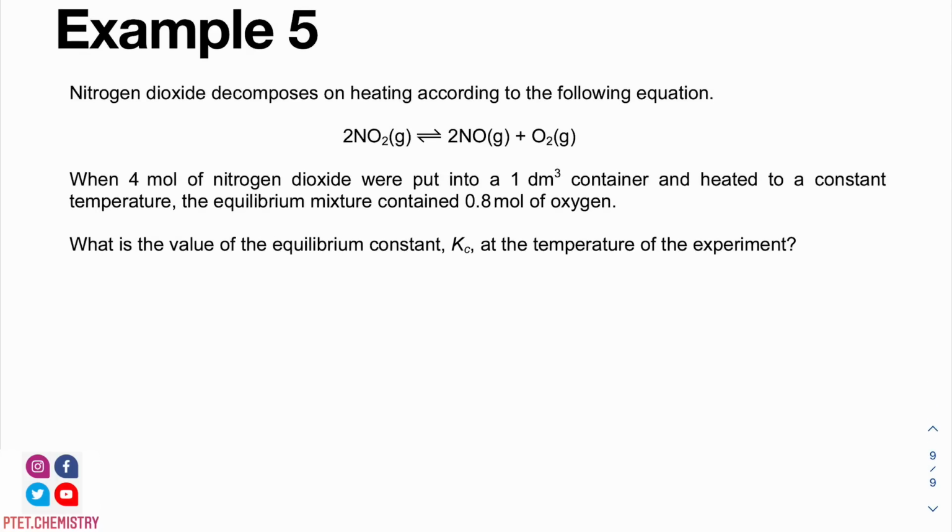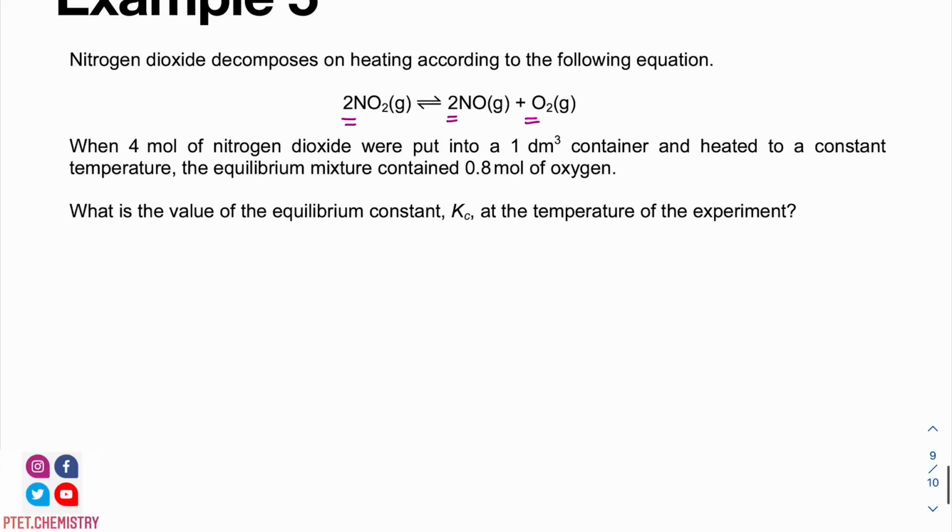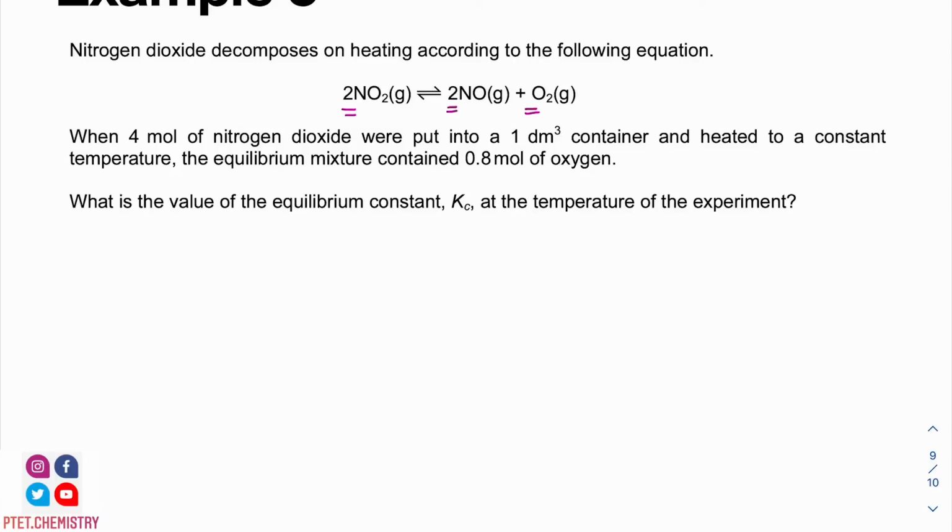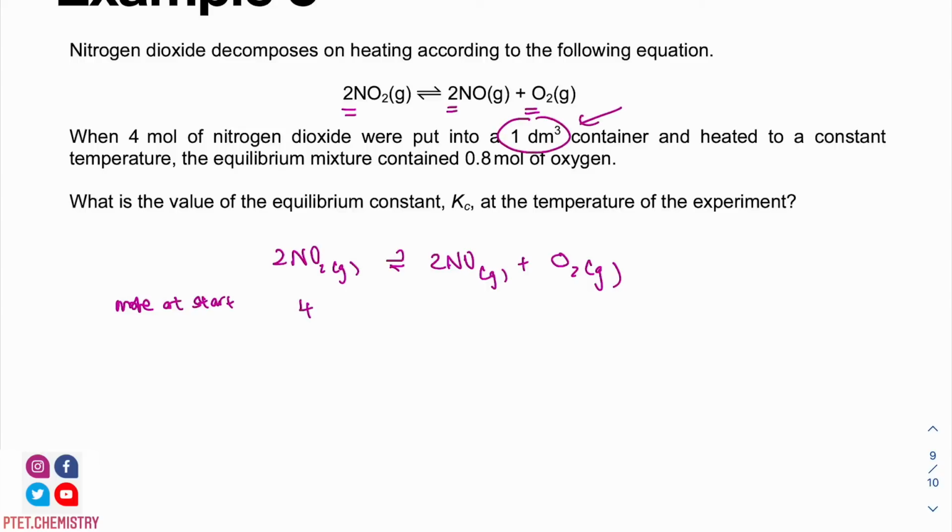Next question is even more complicated because we are no longer dealing with 1:1:1, okay? So I hope you can see what's going on here. Let's construct our equilibrium table, just a very imaginary equilibrium table. So you have the mole at start, or you can label it initial mole. You have 4 mole of NO2. The volume is 1 dm cube again. I think they try to make life easy, but do not assume it's always 1 dm cube, so read the question. And what else? You have the mole at equilibrium. Equilibrium mixture contains 0.8 mole of oxygen.